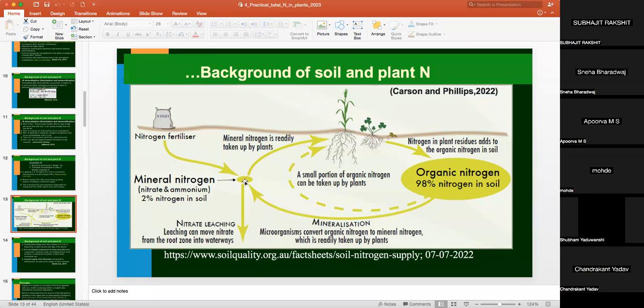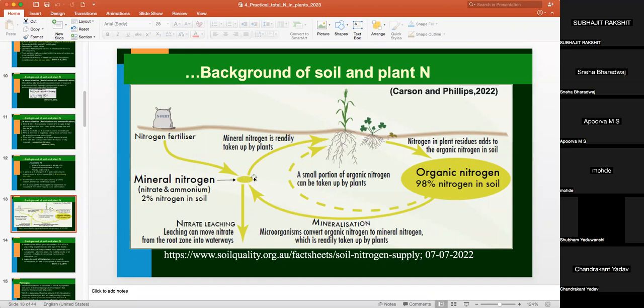So, any answer, Apurva? Sir, after 8 to 10 days. After? 8 to 10 days. Right, correct. So it may be 8 to 10 days or 7 to 10 days, something like this, under normal conditions. So here you see nitrate and ammonium nitrogen, that is mineral nitrogen, 2% nitrogen in soil, taking the average as 2%, you can see.